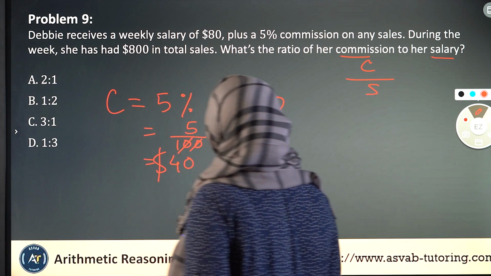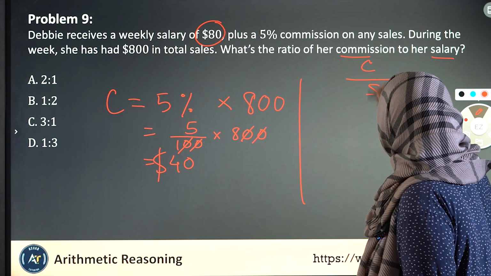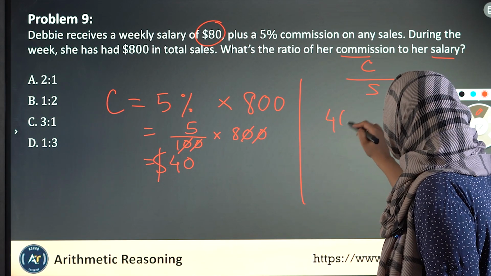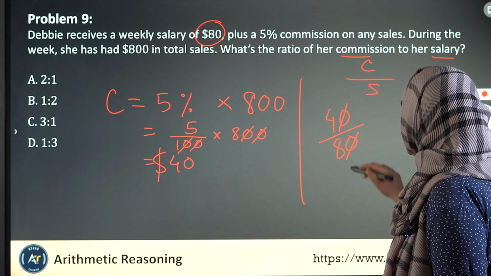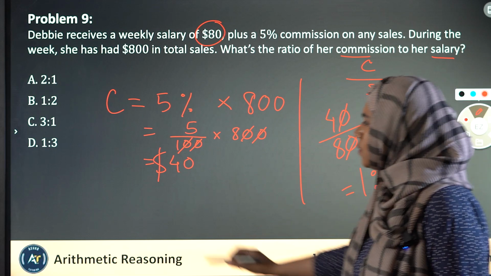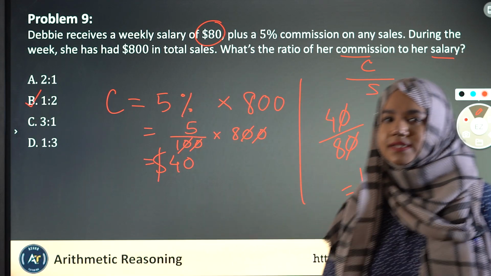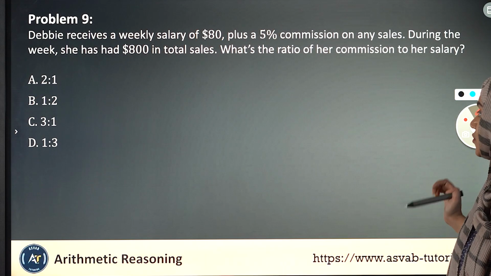But what's her salary? Her weekly salary is 80. So if I want to do this very basic math, it's going to be 40 over her salary, which is 80. So cut the zeros and simplify it. That gives me 1 over 2, or 1:2, which means that the correct answer here is option B. We have 3 more to go.